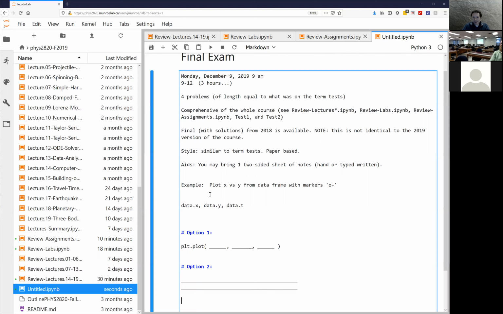The time of the exam is a little bit early. I have no control on the schedule. This is the registrar's office. They assign the time to us. We're stuck.